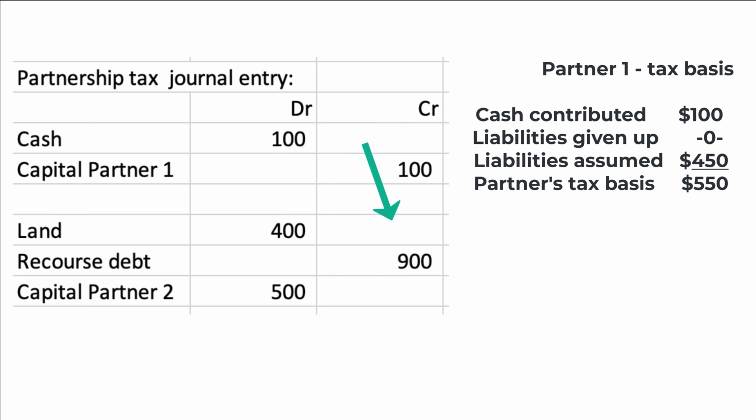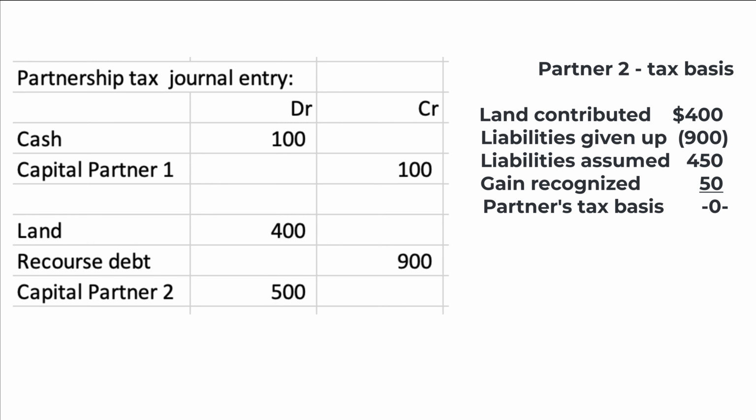Allocating partner 1 half of the liabilities is not something that is done with a journal entry. It is simply part of the calculation for tax basis. So partner 1 ends up with a $550 tax basis in the partnership interest. Partner 2 ends up with a zero tax basis in the partnership interest.